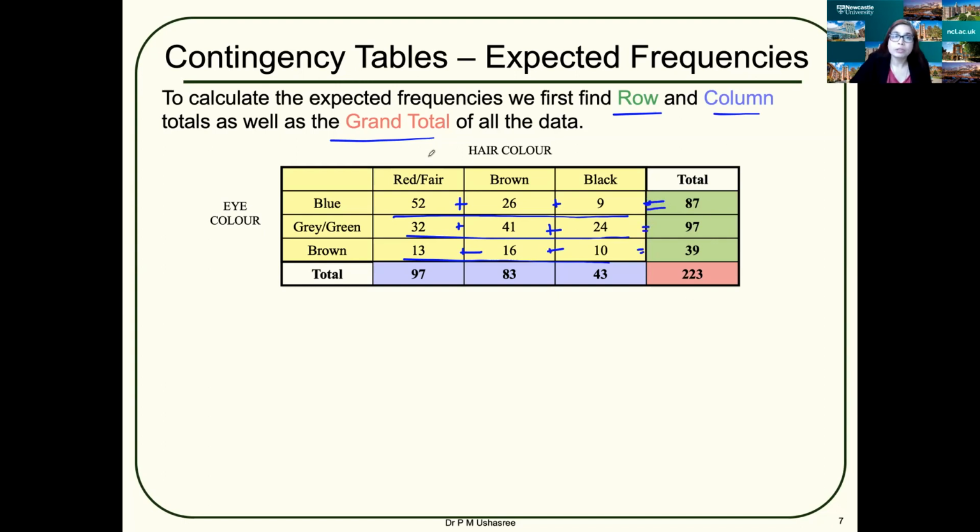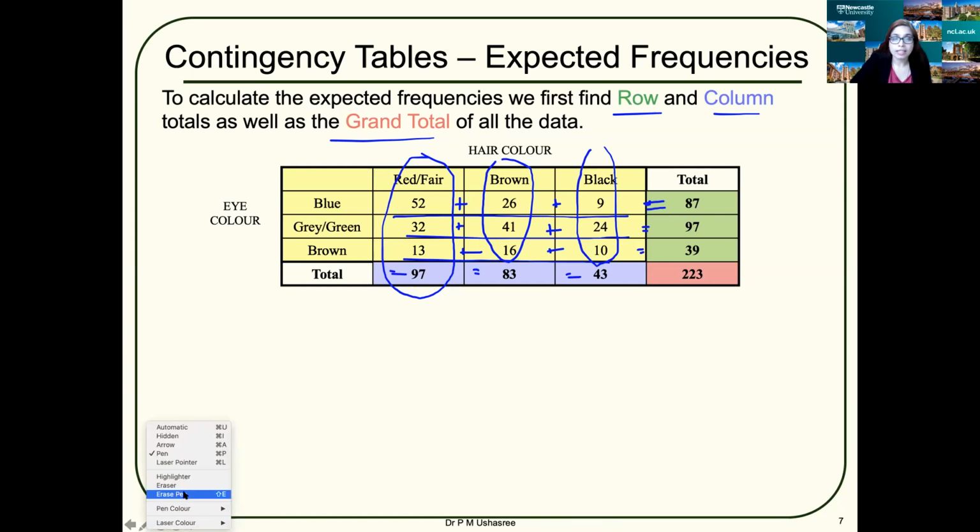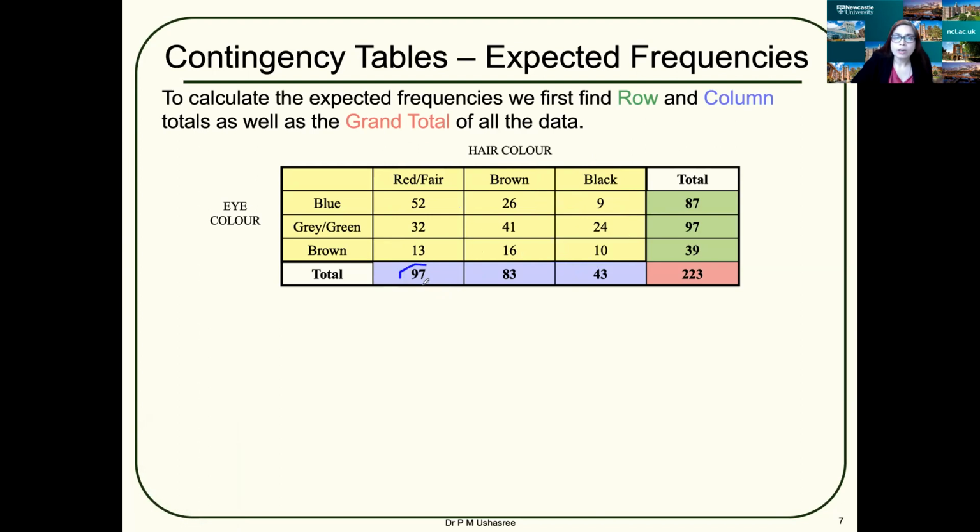Similarly, you add the column to get the column total. So that's equal to 83. Add 9 plus 24 plus 10, equal to 43. So once you have added all the totals, you add all the column totals along the column to get the grand total. Similarly, you add all the row totals to get the grand total.